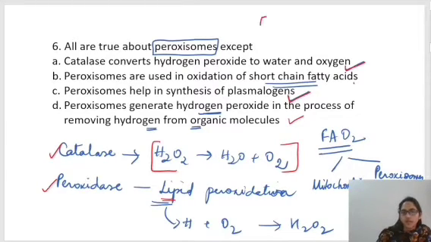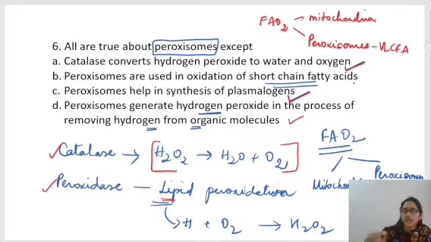But where does fatty acid oxidation take place? It takes place at two areas. One is mitochondria, right? Most of it takes place in mitochondria. And the other one is peroxisomes. Very long chain fatty acids do not get oxidized in the mitochondria, so they have to enter the peroxisomes for oxidation. So the statement that peroxisomes are used in oxidation of short chain fatty acids is not right. Short chain fatty acids are oxidized in mitochondria. So very long chain fatty acid is right. Okay, so option B is the answer here.